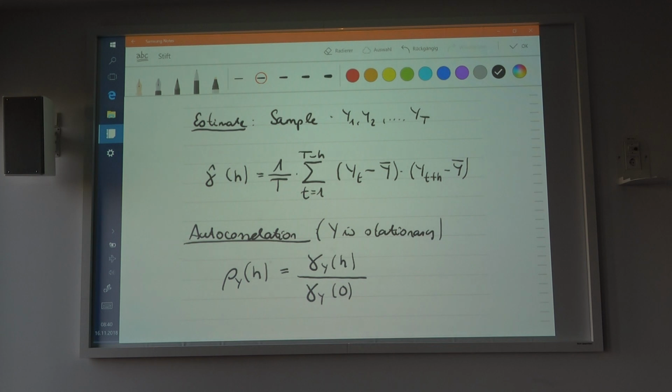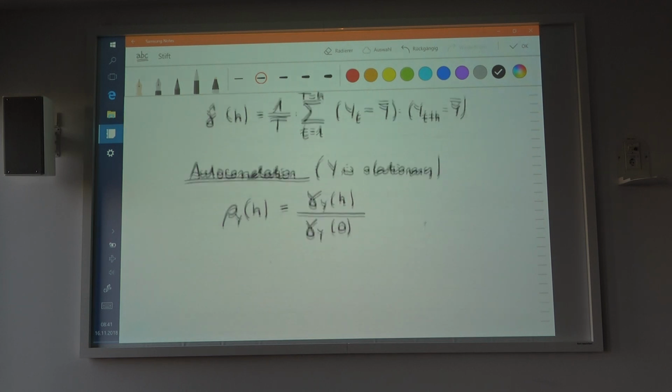Again, the autocorrelation is equal to the covariance divided by the product of the standard deviations. Since the process is stationary, the standard deviations do not depend on time, so they are all equal. Therefore, the product of the standard deviations will equal the variance of the process. And the variance is of course obtained if, for the autocovariance, you set h equal to 0. That's going to be it.